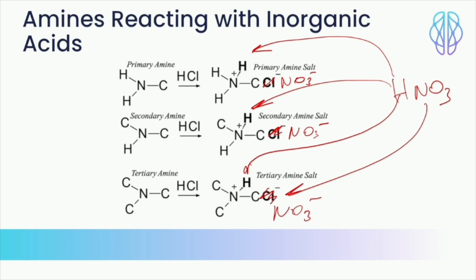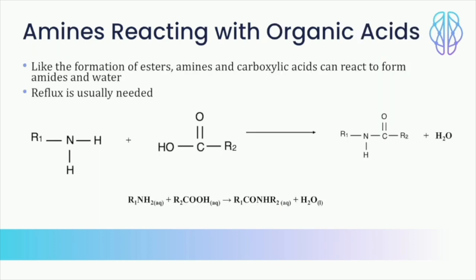Amines can also react with organic acids, and the main organic acids that we're going to focus on are your carboxylic acids. You can compare this reaction to being very similar to your carboxylic acids and your alcohols reacting to give you an ester. However, in this case, your amines or primary amines are going to react with your carboxylic acids to give you your amides. So I'll show you this reaction in a little more detail here.